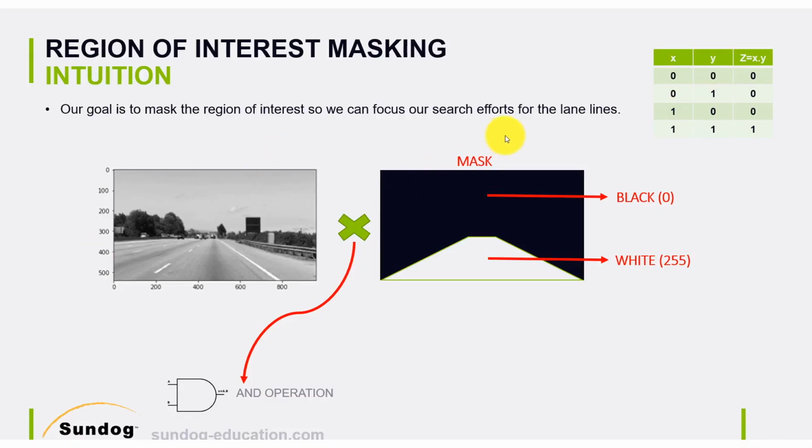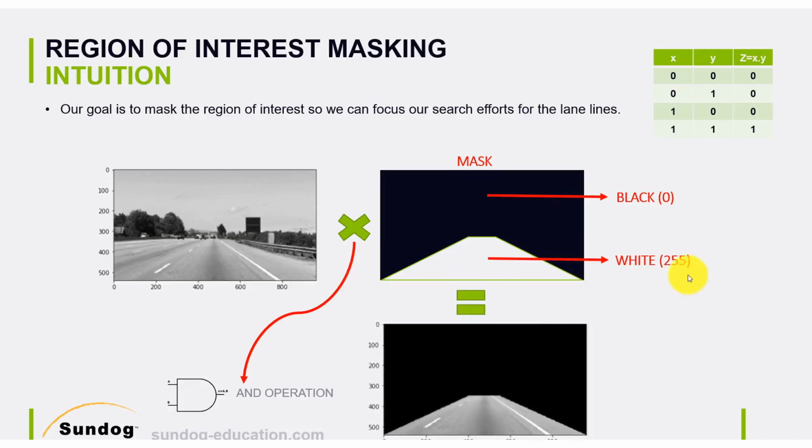We have our image, we have our mask, and we're going to perform the operation on both together. And that's what we're going to get. You set all the image to black or dark, and you kept only your region of interest, which is the region where you are highly likely to find a lane.